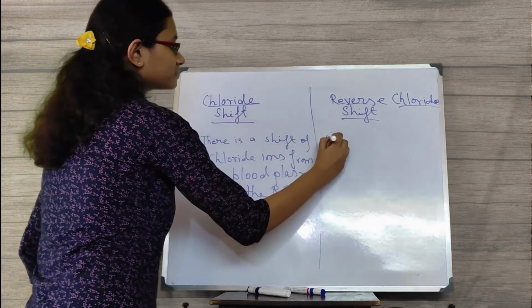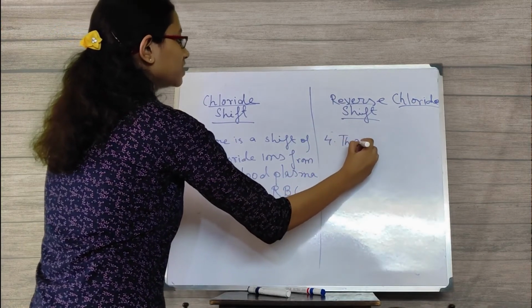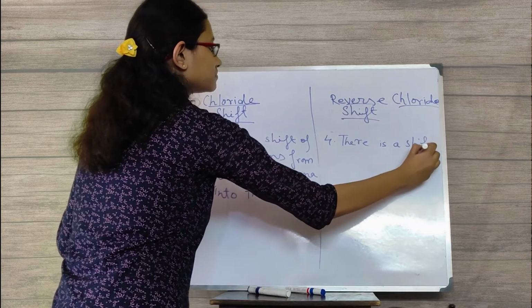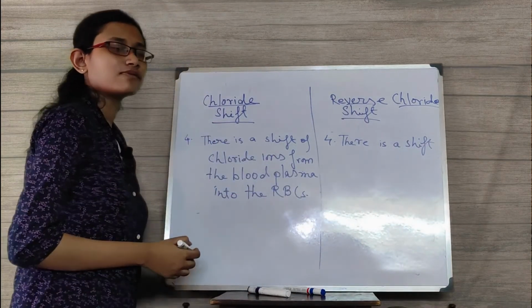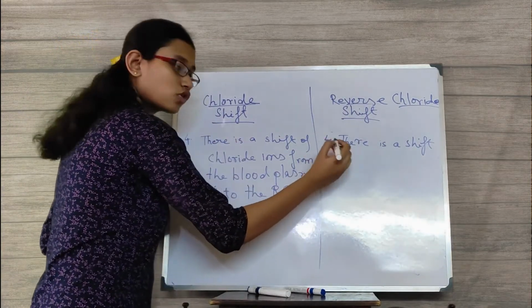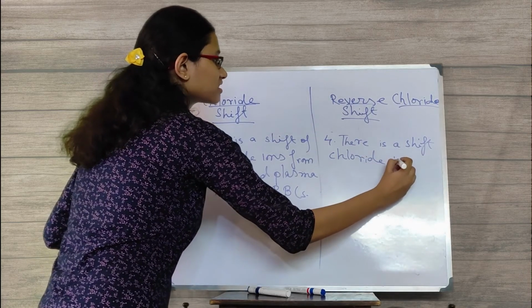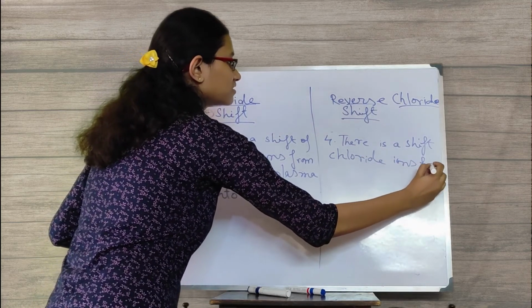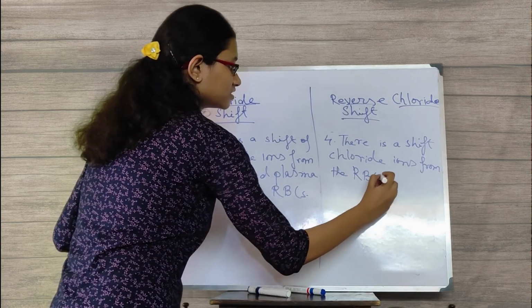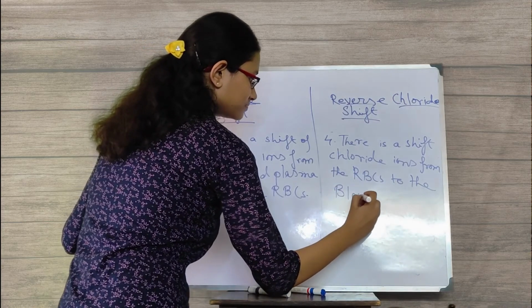Fourth point: in the reverse process, there is a shift of chloride ions from where to where? Just the reverse of it, from the RBCs to the blood plasma.